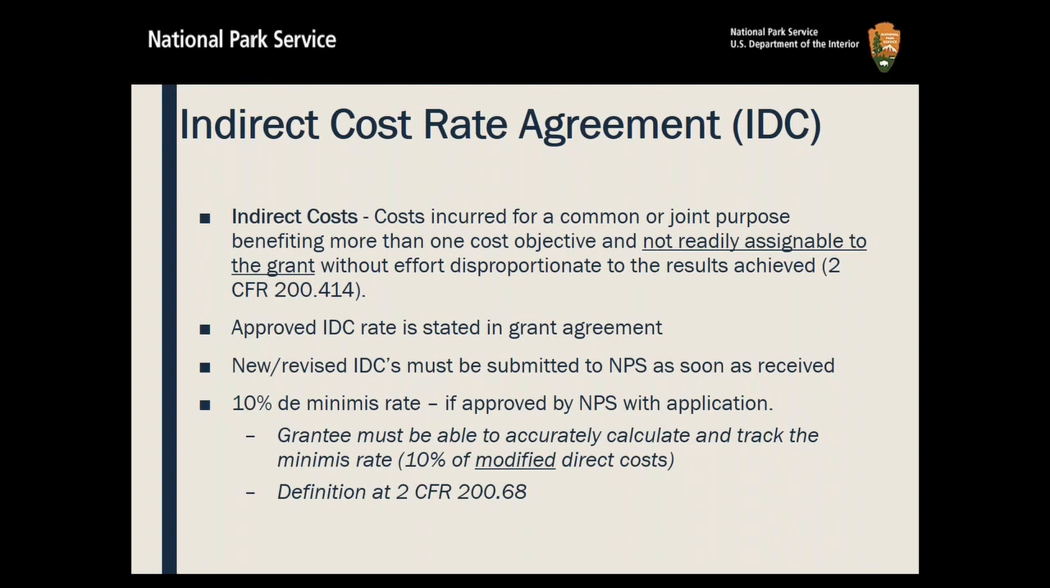If you applied to use the 10% de minimis rate, we also noted that in your application. But just remember that if you use that rate, you must be able to accurately calculate and track the de minimis rate. It's not an easy thing to do. The definition of it is in 2 CFR 200.68. And sometimes this is when I recommend that people use an accounting firm to help them track their costs.